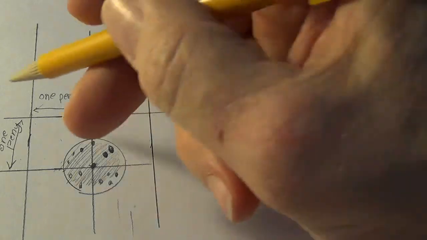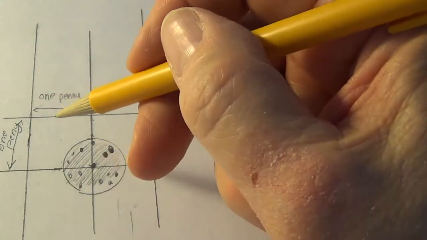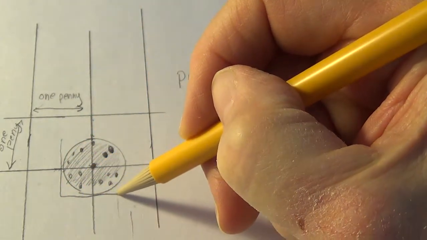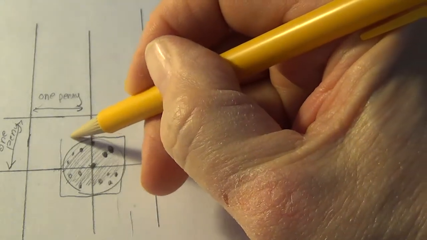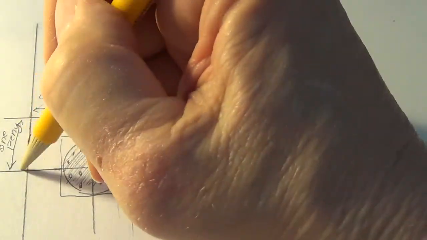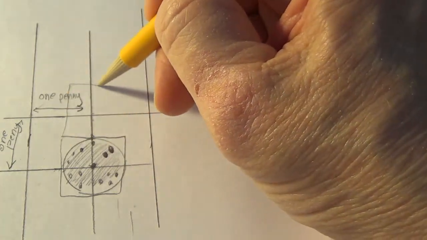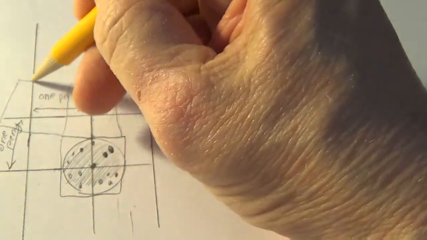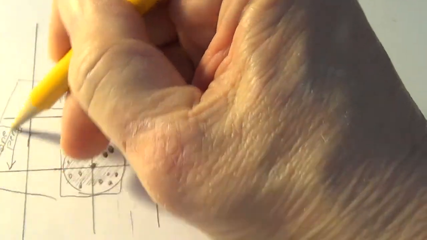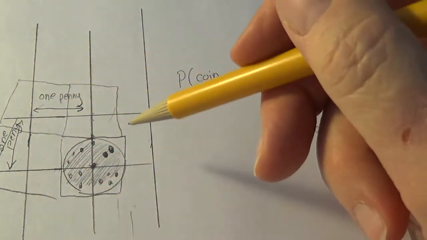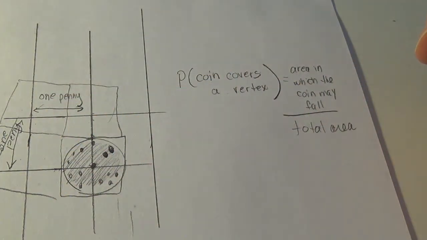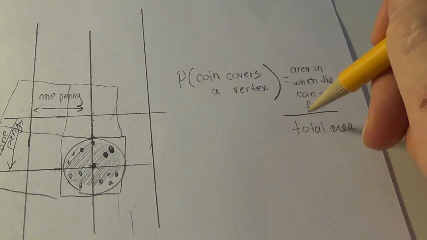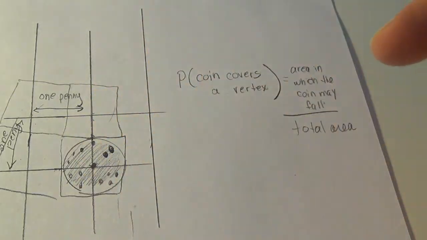Alright, so since I'm studying the area around one vertex, I am going to consider the total area to be this. And then if I did that here, here, and here, I would be constructing squares and circles around each vertex. But I'm only going to study one, and then I can multiply my results for as many vertices there are. So let's take the area in which the coin may fall for one vertex and divide it by the total area around that vertex.